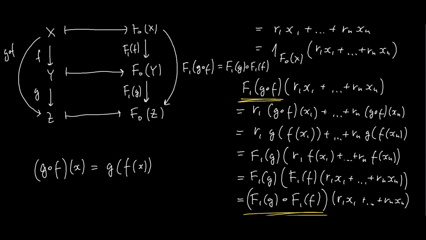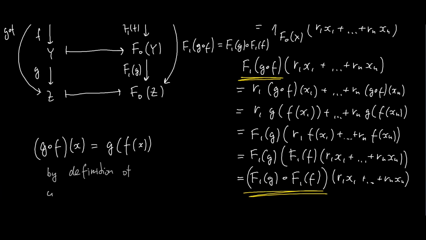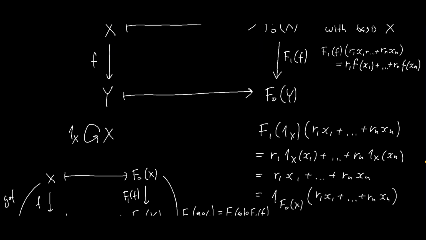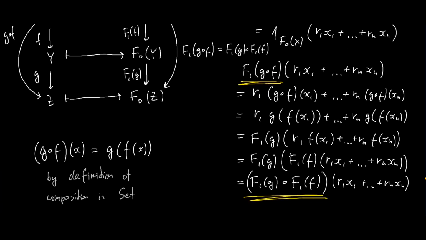Let's maybe write this as a remark here. By definition of composition in the category of sets. And the same goes for the definition of composition in the category of vector spaces. I didn't expand on these because we did discuss how compositions are defined in these categories in the first lecture.